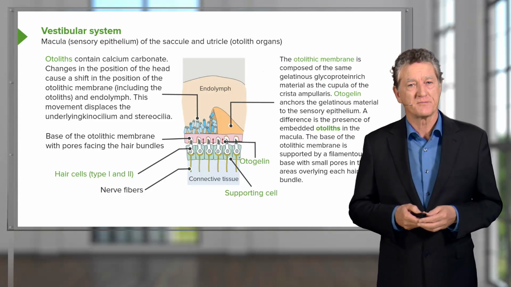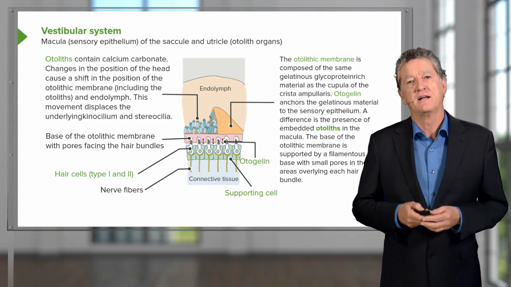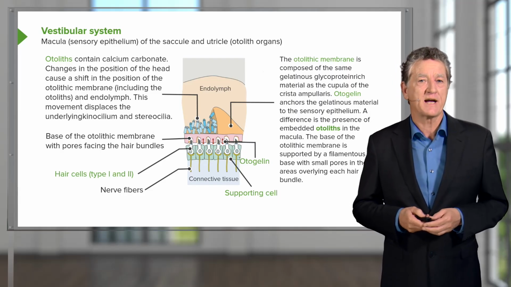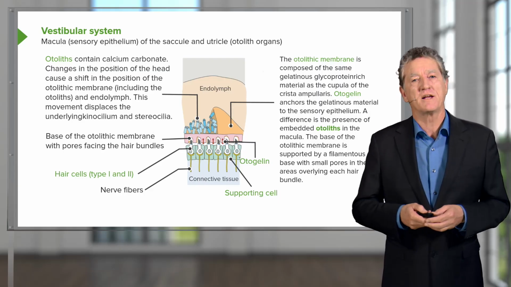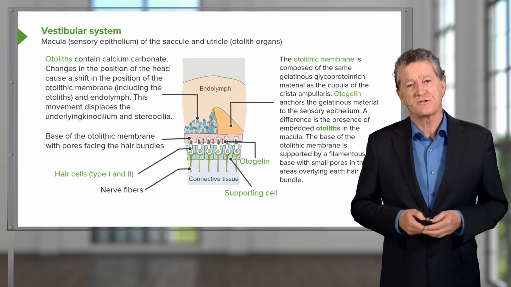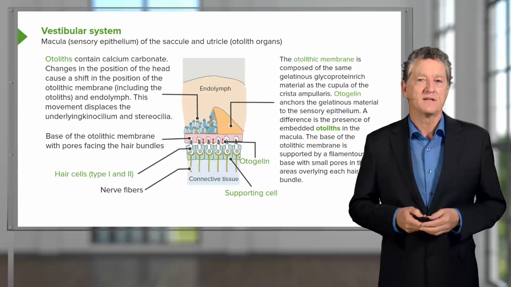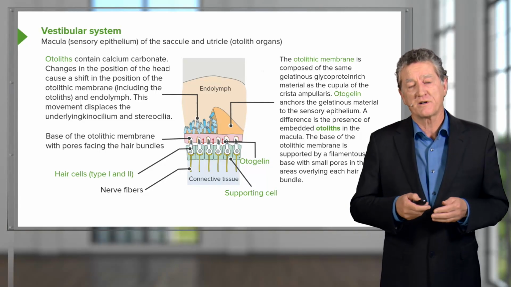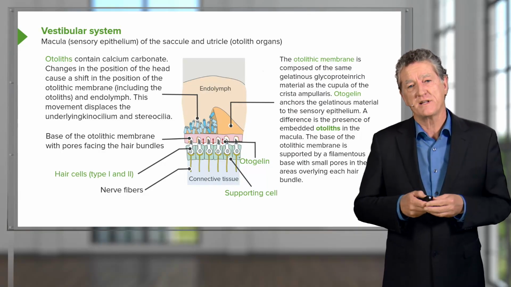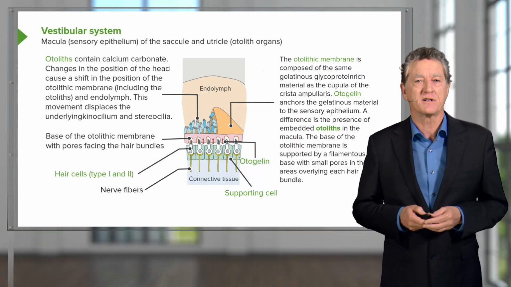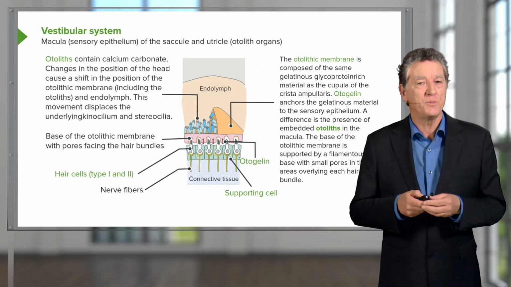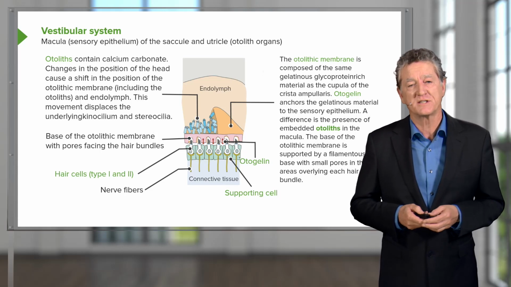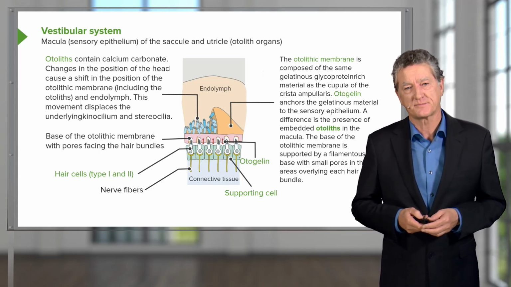The only difference is that the macula have these otolithic membranes containing the otoliths or calcium carbonate deposits, whereas the semicircular canals contain the crista, and the crista are the parts within the ampulla region of the semicircular canal. They have the cupula on them, and the way in which it works is exactly the same.